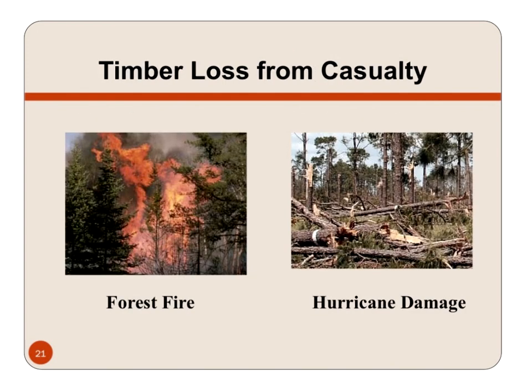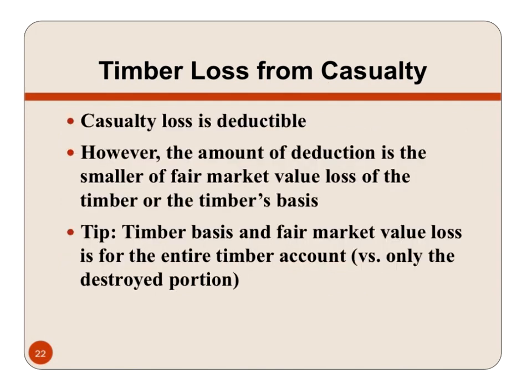If you have a timber loss from a forest fire or from a hurricane or other kind of storm damage, how do you report that? Now, forest fire, hurricane damage and other weather damage, if they're sudden, unexpected, and unusual, are called a casualty for tax purposes. Now, a casualty loss is deductible. However, the amount of deduction is the smaller of the fair market value loss of the timber or the timber basis. So it's not just how much of a loss you suffered that's deductible on the tax return. It is also subject to the basis here. It's the smaller amount of the loss and the basis.